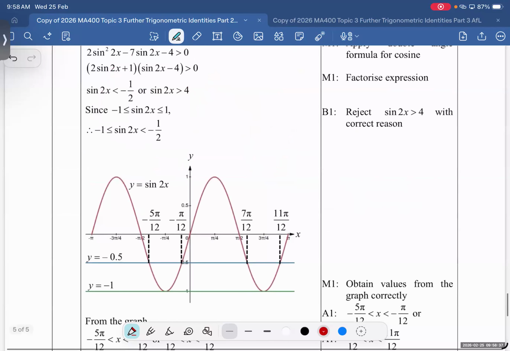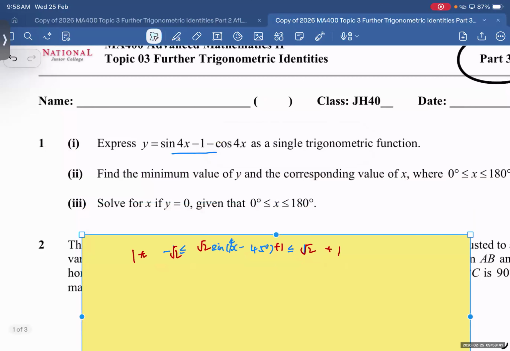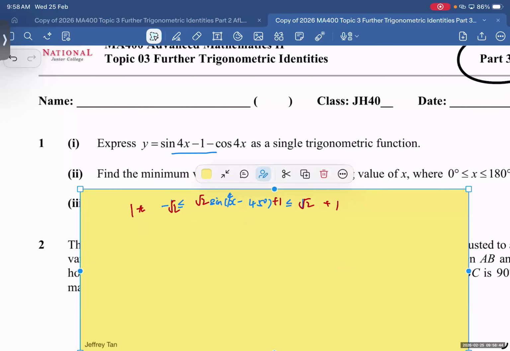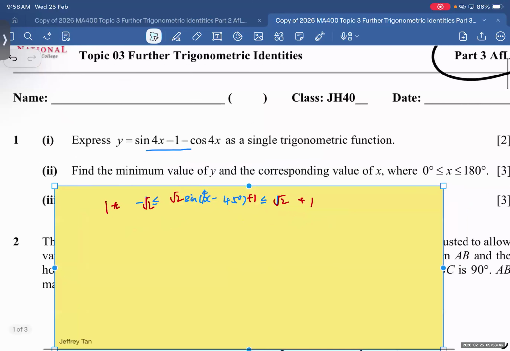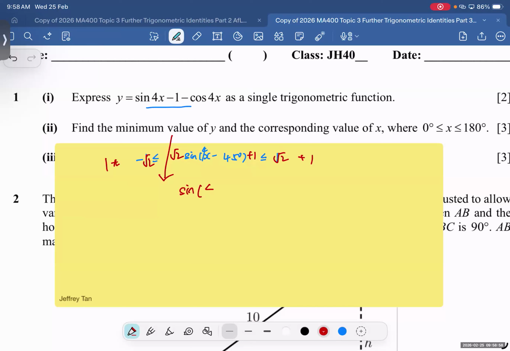Question 1. You can ignore this in a certain sense, because basically at the minimum value, this equals -1. Some students, for example, straight away write this: at the minimum value, sine (4x minus 45) equals -1. That is also okay, I'm okay with that. Yes, you just solve this. Because for y to be at minimum, sine must be at minimum.